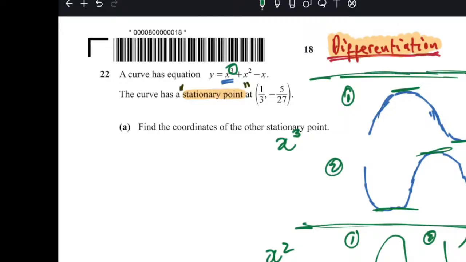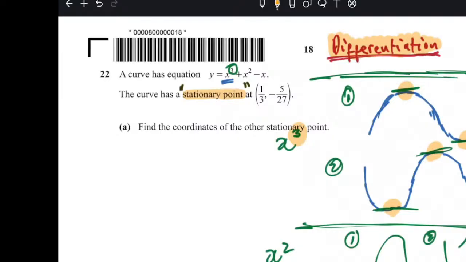So now they will want you to find stationary points. Stationary points are these ones here. These are stationary points. And what you are seeing is, if the graph is x cubed, there are 2 of them. There are 2 stationary points.